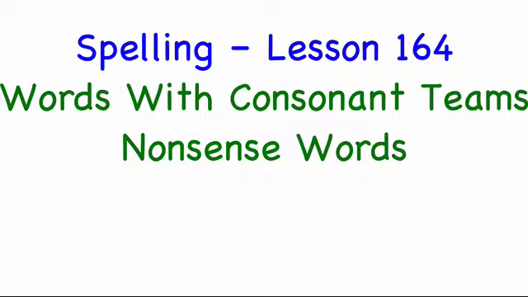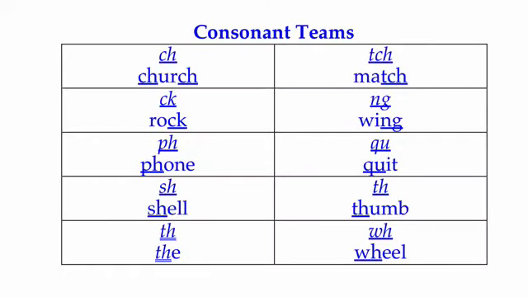We are in lesson 164. This is a spelling dictation exercise with nonsense words. All of these words will contain at least one consonant team. You must underline the consonant teams in the words when you spell them. These are the consonant teams we're going to be using in the words I'm about to dictate.